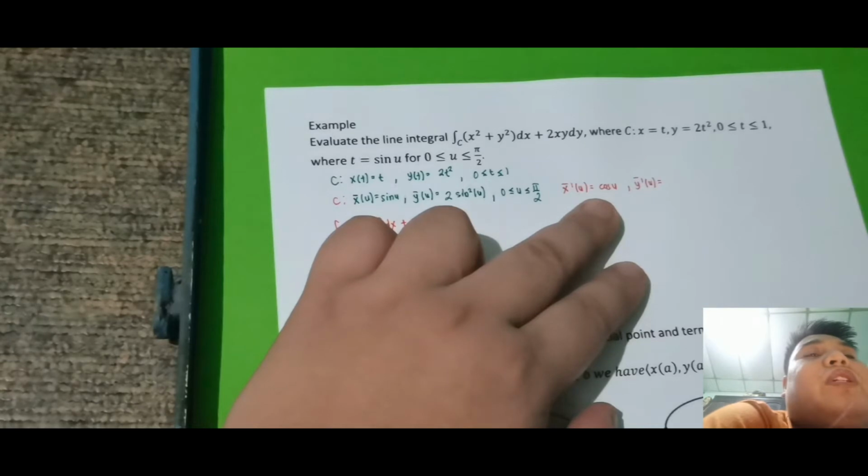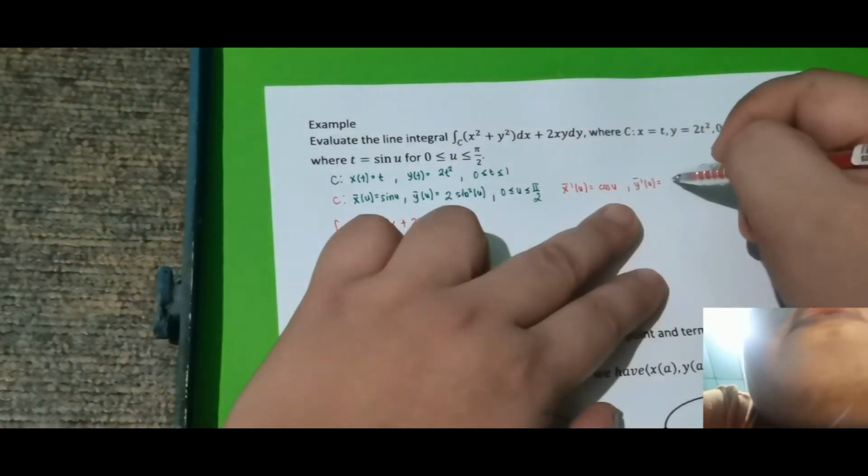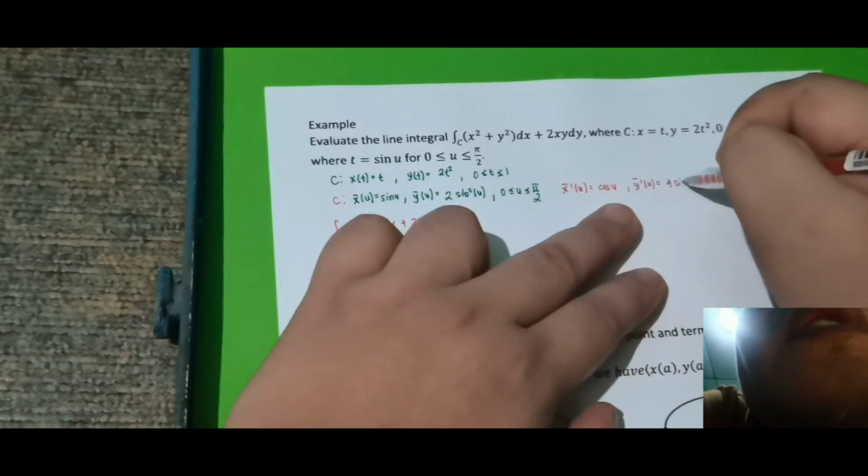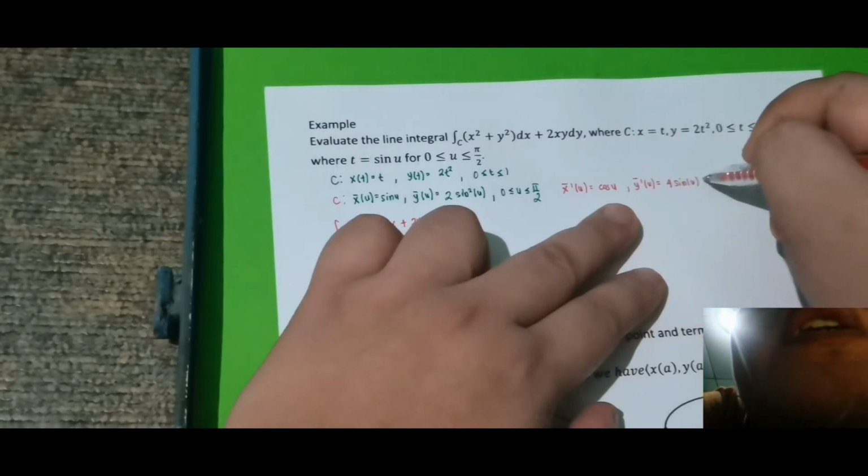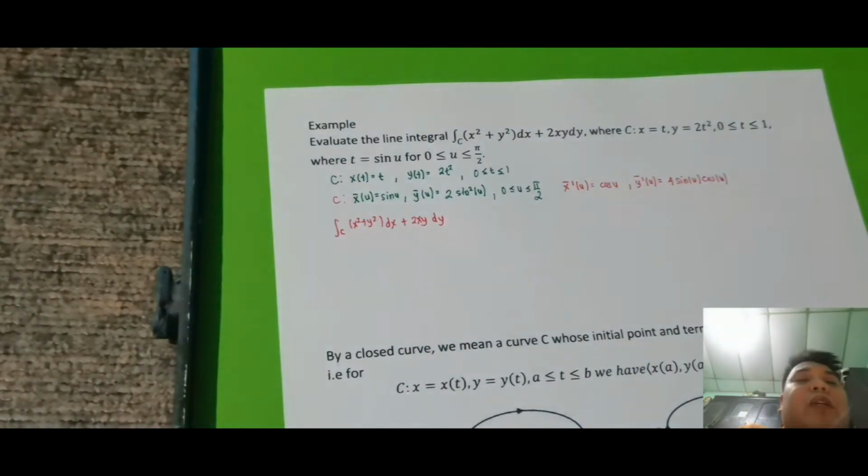2 sine squared u. That is 2, no? So magiging 4. Bababa kasi yung 2. So this is 4 sine u. Derivative ng sine is cosine u. Okay, so meron tayong y bar of u.